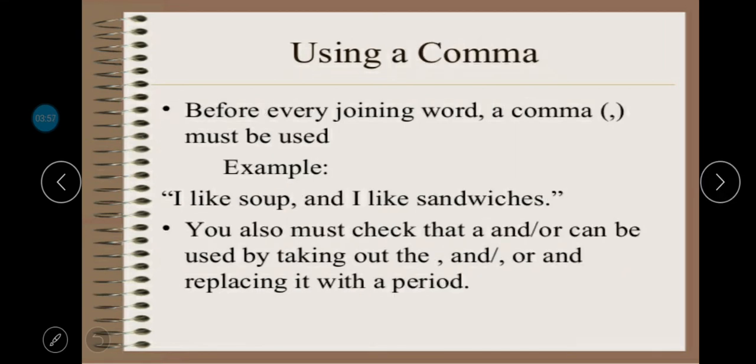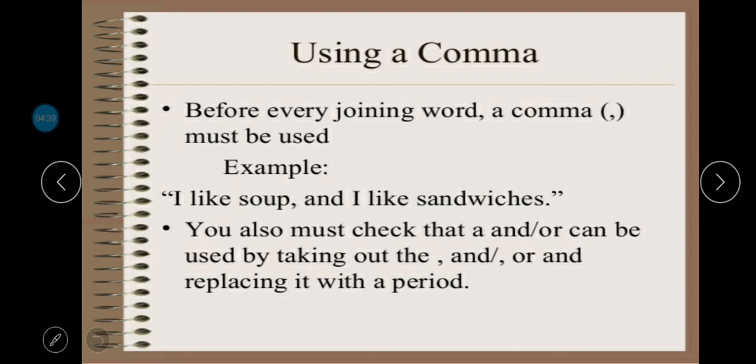Now, let's look at some tips while framing a sentence and using conjunctions. Before every joining word, a comma must be used. Example, I like soup, and I like sandwiches. You also must check that and, or can be used by taking out the and, or and replacing it with a period.